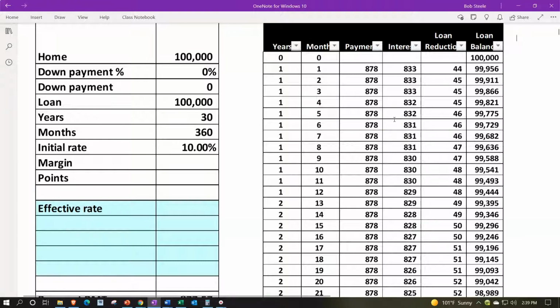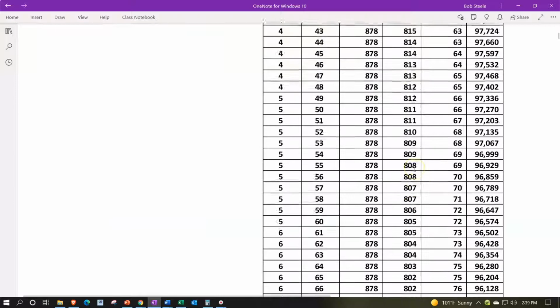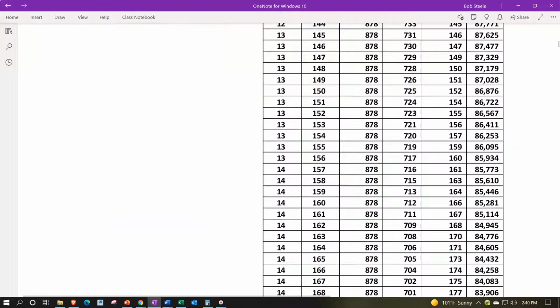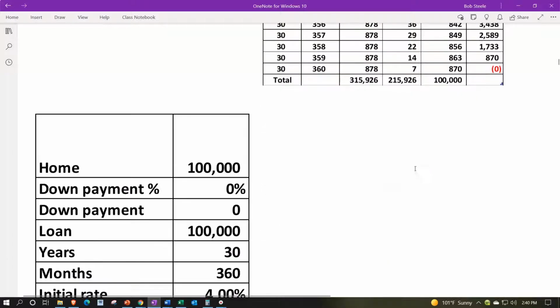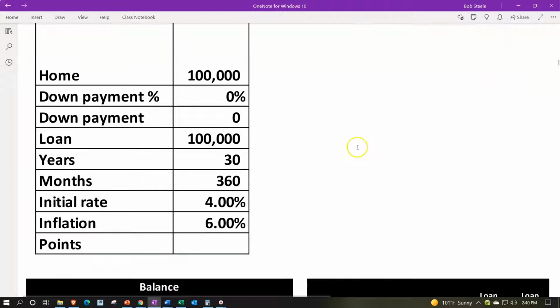360 payments, the interest and loan reduction using the 10% rate, resulting in interest going down, loan reduction going up, and we finally fully amortize the loan, nice and neat, at the end of the time frame, 360 periods down to zero. Let's see what will happen then if we do the second scenario.